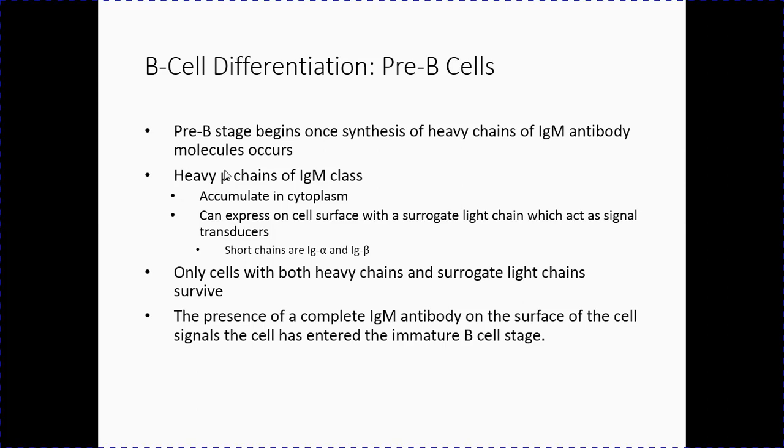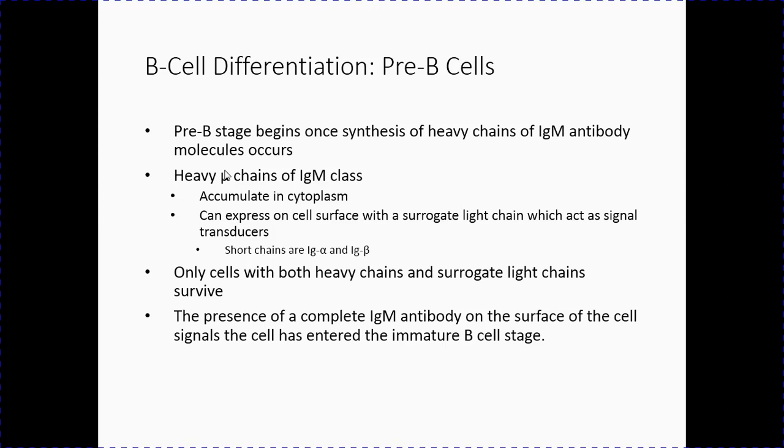Those mu chains, as I said, once they accumulate in the cytoplasm, we know that we're in the B cell, the pre-B cell stage. These heavy chains can eventually bind in with the surrogate alpha and beta light chains and express on the cell surface. The heavy and light chains are what we call surrogate chains. The alpha and beta chains are what we call surrogate light chains. Cells have to have a heavy mu chain and the alpha and the beta surrogate chains in order to survive and move on.